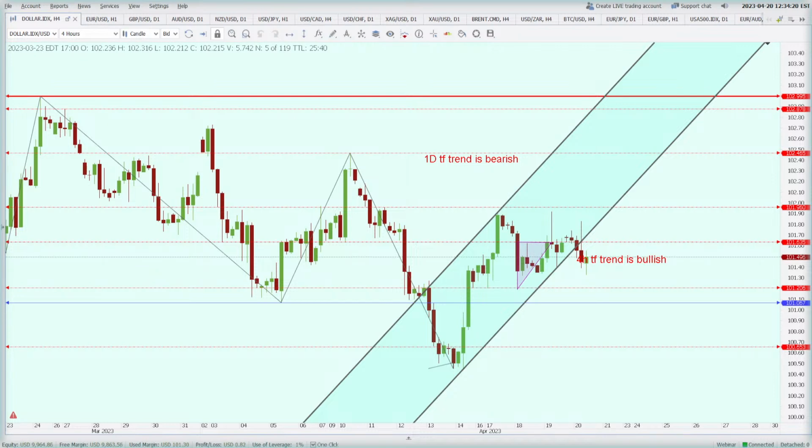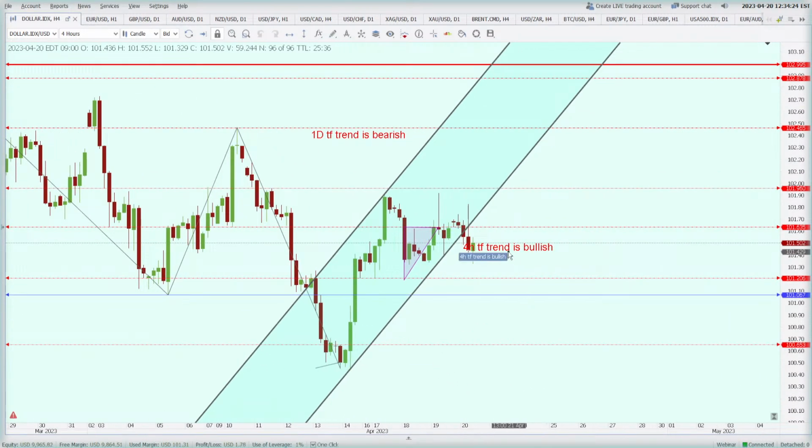All right, so first chart first, that is the dollar index. Why dollar index? Because we want to know where is the dollar going. Everybody is trading dollar every day, so why not have an eye on the dollar index?